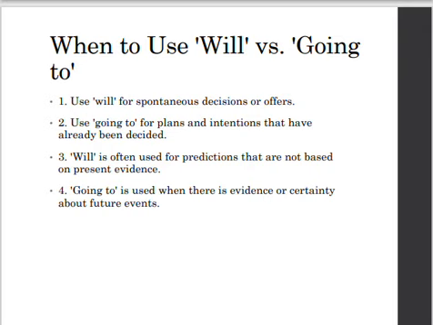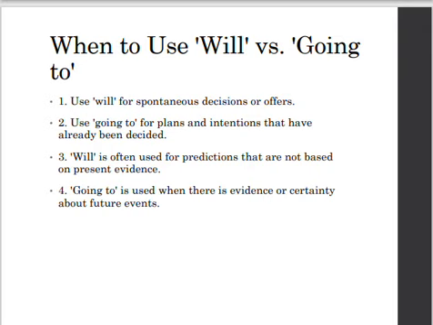3. Will is also used when we are predicting future events without any present evidence. For example, it will be hot tomorrow. This is based on our belief or general knowledge, not on concrete evidence.